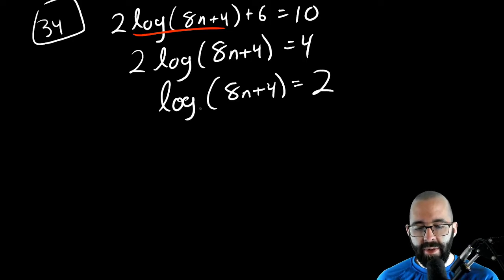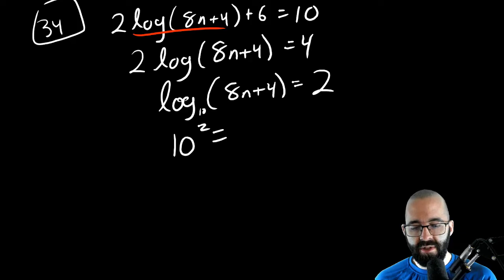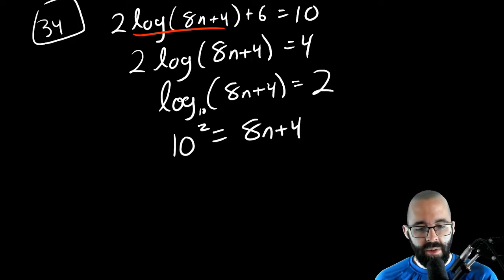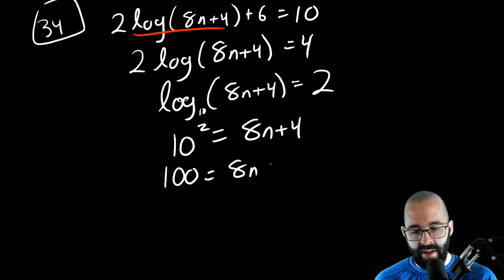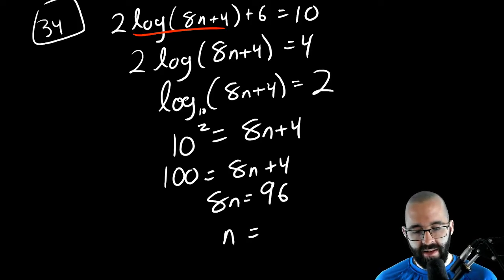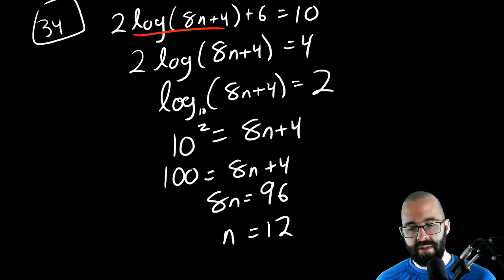And now remember, the common log is base 10. Converted to exponential form, it becomes 10 squared equals 8n plus 4. 10 squared is just 100. And that's just a linear equation. Subtract 4. Divide by 8. You should get n equals 12.